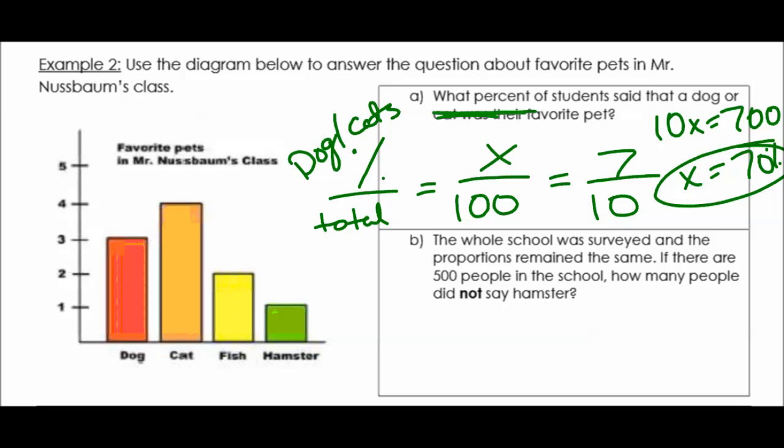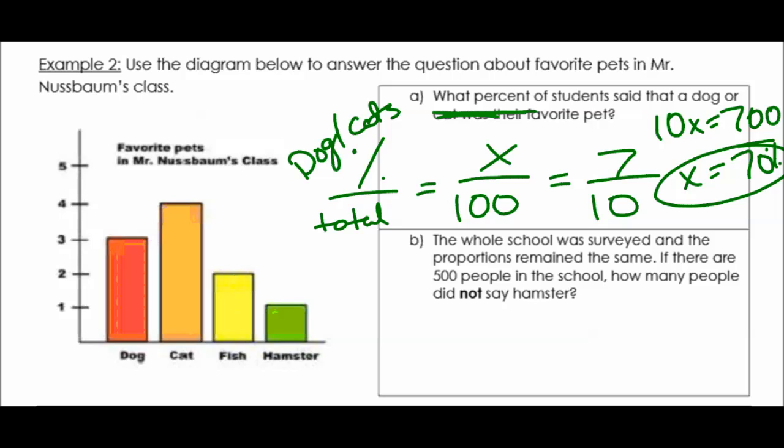Letter B says the whole school was surveyed and the proportions remain the same. That's basically giving it away that we're setting a proportion. You could also think of this as saying the ratios stayed the same. Both of those phrasings would mean the same thing. It basically means set up a proportion. If there are 500 people in the school, how many people did not say hamster?